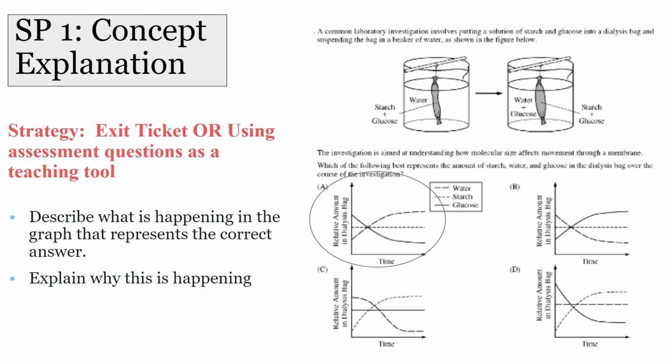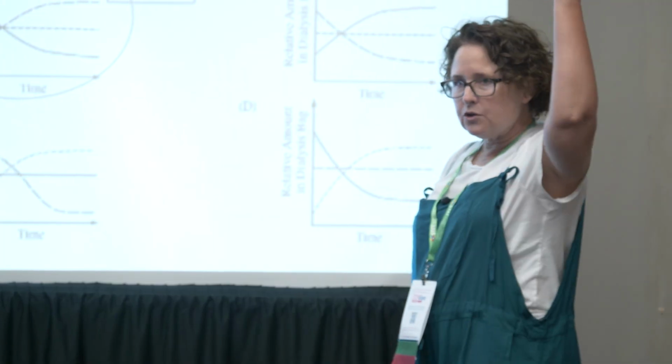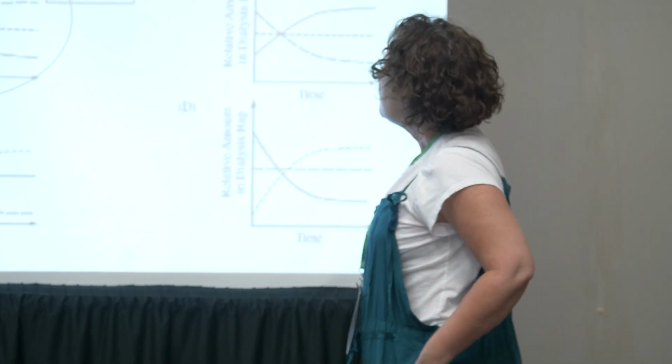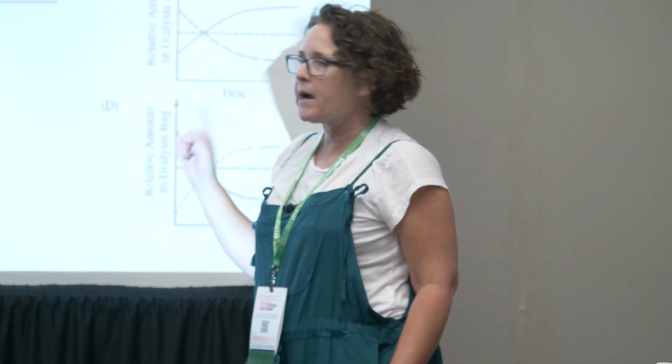But then you can add to that. So this is what the question had, right? But then you can add to it. Describe what is happening in the graph that represents the correct answer, or explain why this is happening. These are all things that you can just add on from something that you got from the College Board online, and having the students write it down.